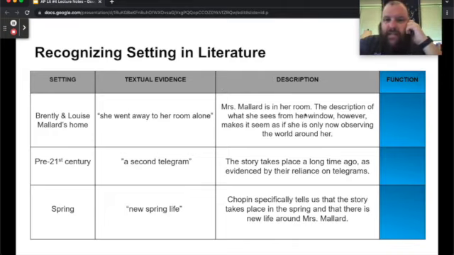Well, Mrs. Mallard is in her room. The description of what she sees from her window, however, makes it seem as if she is only now observing the world around her. Okay, this is interesting.